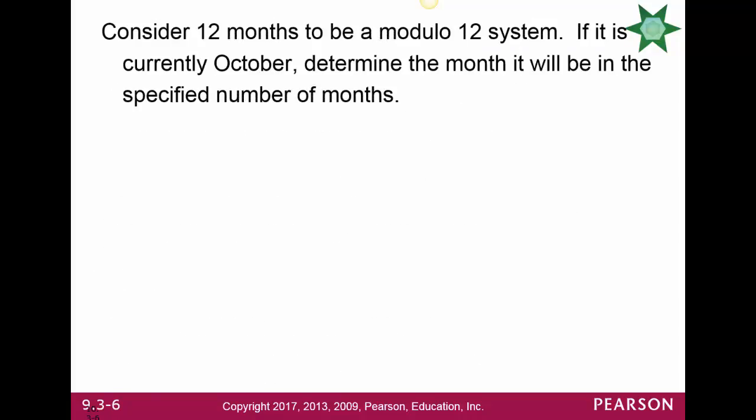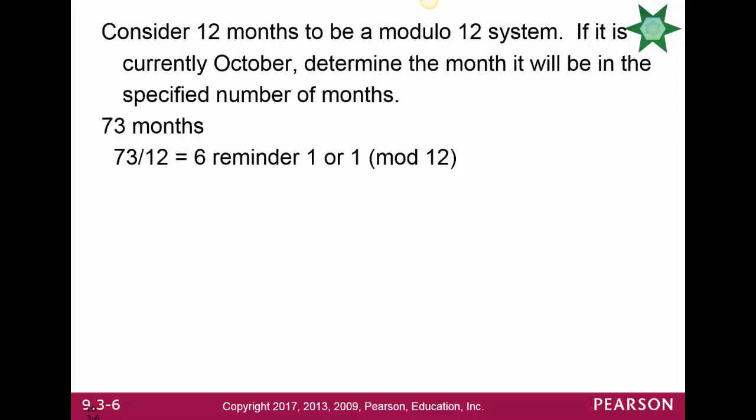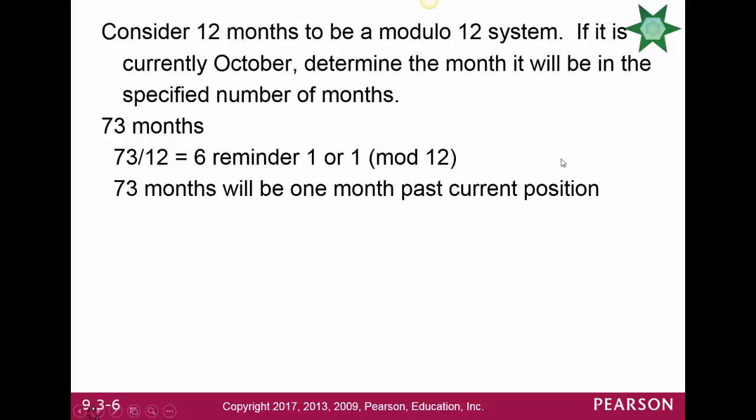Now let's do the modulo 12 for the months of the year. So if it's currently October, determine the month it will be in the specified number of months, in 73 months. So we're going to go ahead and divide by the modulus, which is 12. And we get 6 remainder 1, which we can write like this, 1 mod 12. And so if we're currently in October, in 73 months, it will be November.